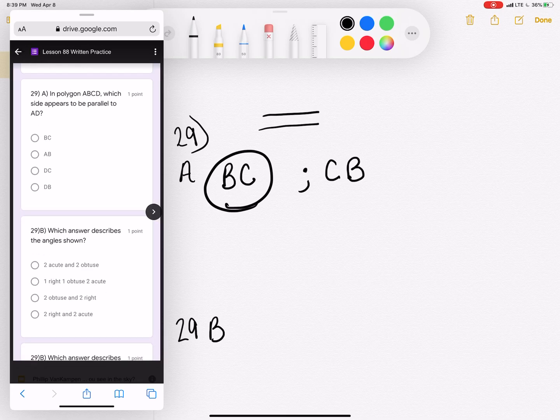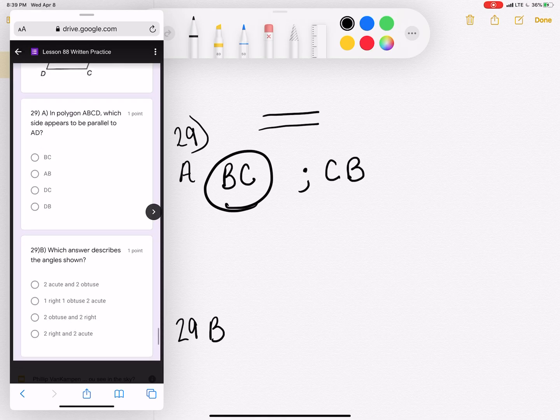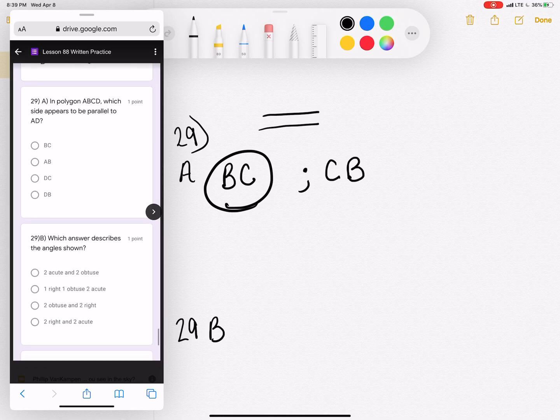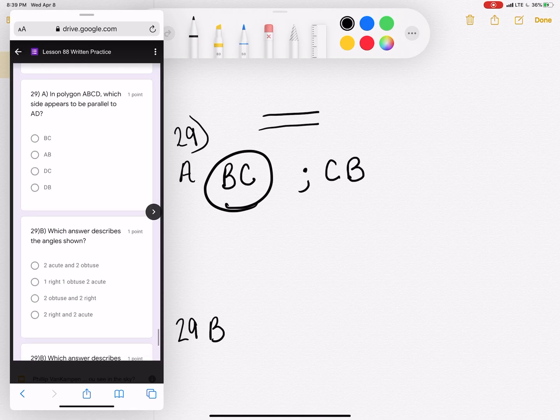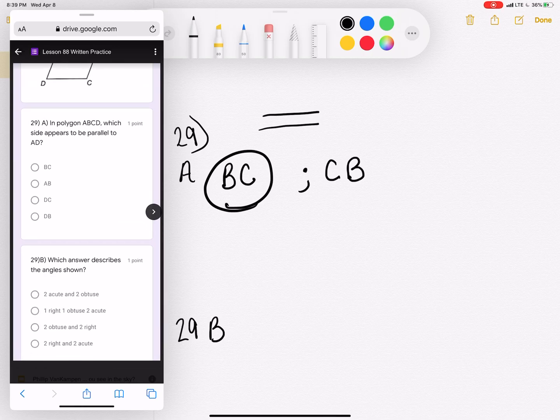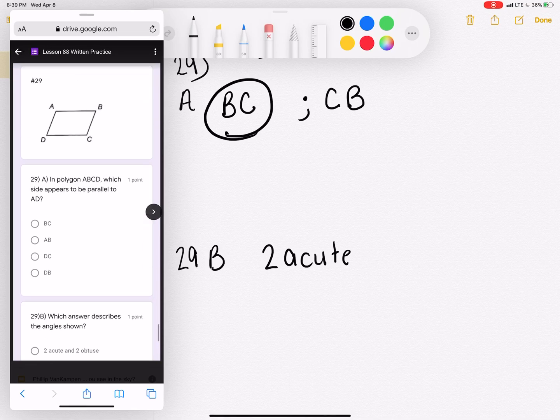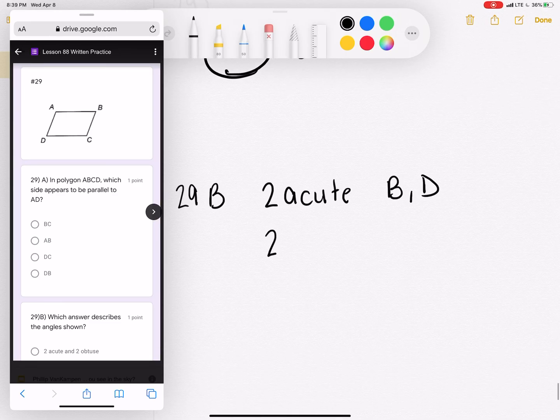Which answer describes the angles up here? Do you have 2 acute, 2 obtuse, 1 right, 1 obtuse, 2 acute, 2 obtuse, and 2 right, and 2 acute? I see no right angles, so anything with a right angle is wrong. So that just leaves 2 acute angles, which if you look, those would be angles D and B, and 2 obtuse angles, and that would be angles A and C.